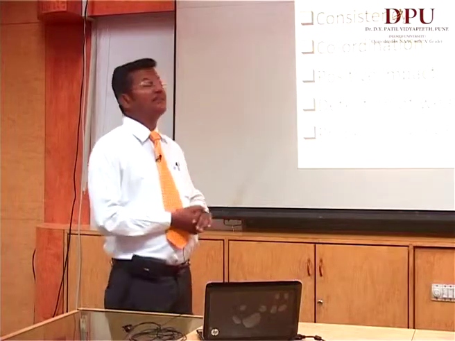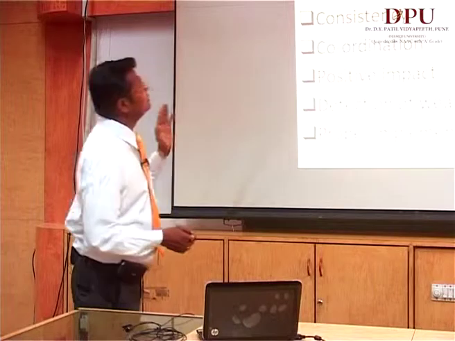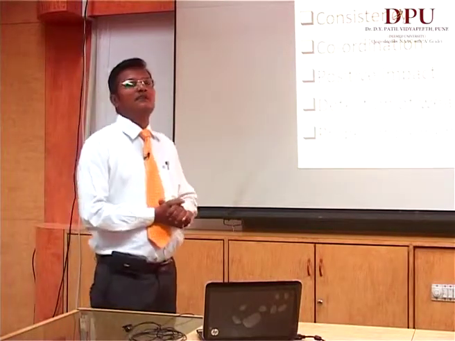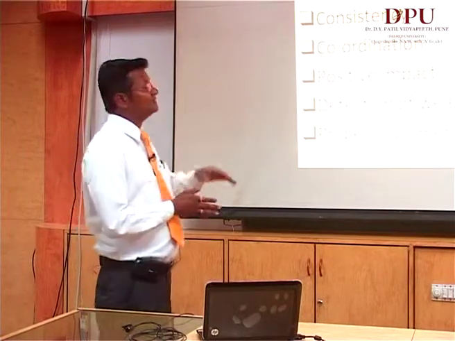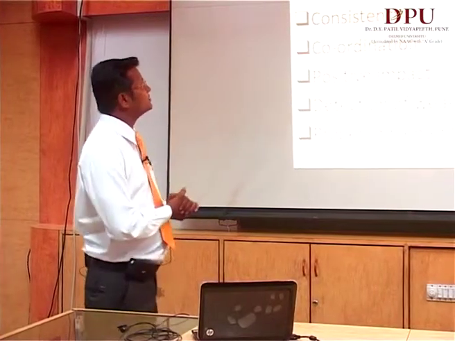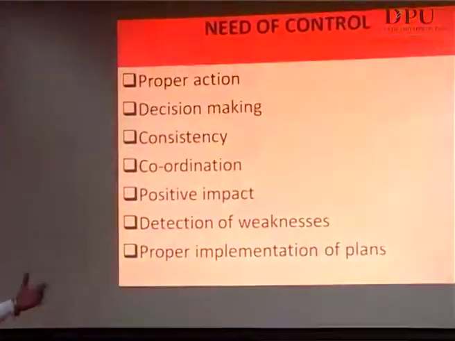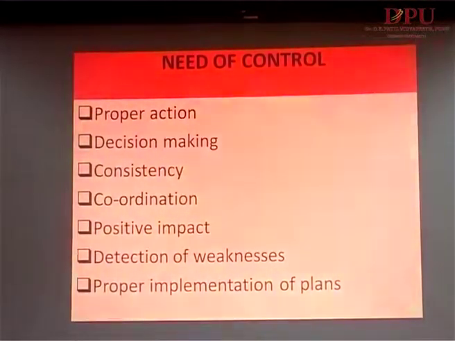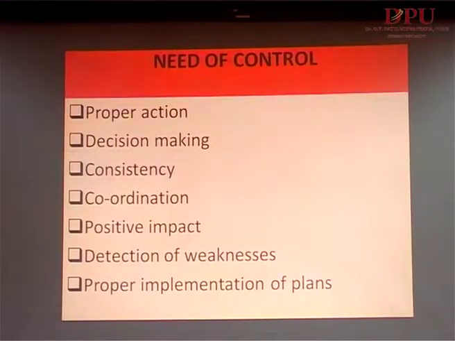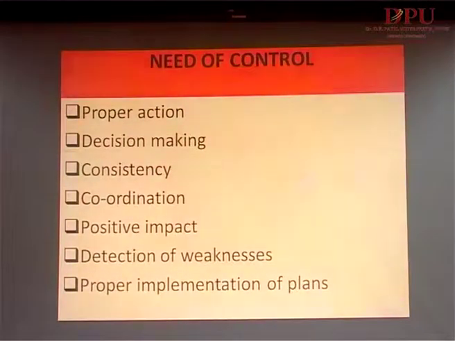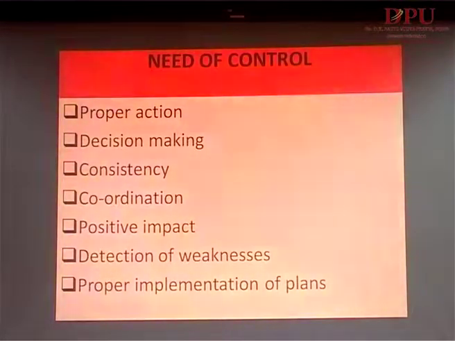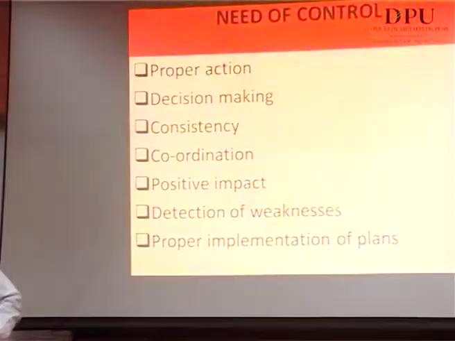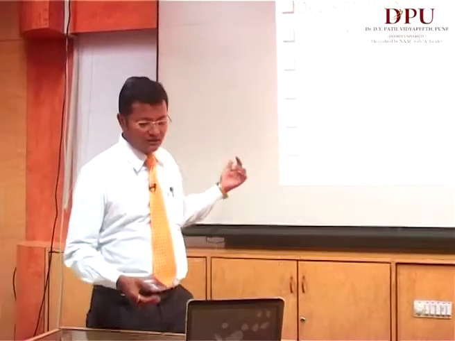Then the need of control, why control is required. To take proper action, because as it is a continuous process, you always have to check the actual performance against the plan. The proper actions are to be taken. Then decision making is very easy. Then consistency is there. With the help of control, you are able to make consistent results for your organization. Then proper coordination is also done. There is a positive impact on the staff or workers. Then detection of weakness and proper implementation of the plan. So control is important for all of the above.